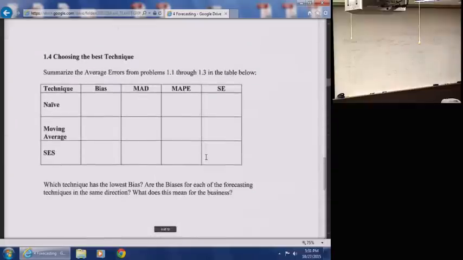Choosing the best technique. After you did the forecast for naive, moving average, and SES, and after you already computed bias, MAD, MAPE, and SE, then you have to answer the questions: which technique, naive, moving average, or SES, has the lowest bias? Are the biases for each of the forecasting techniques in the same direction? What does it mean for the business?